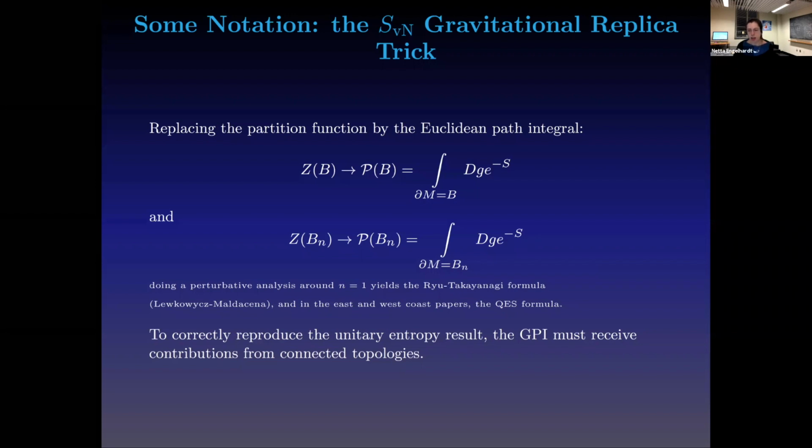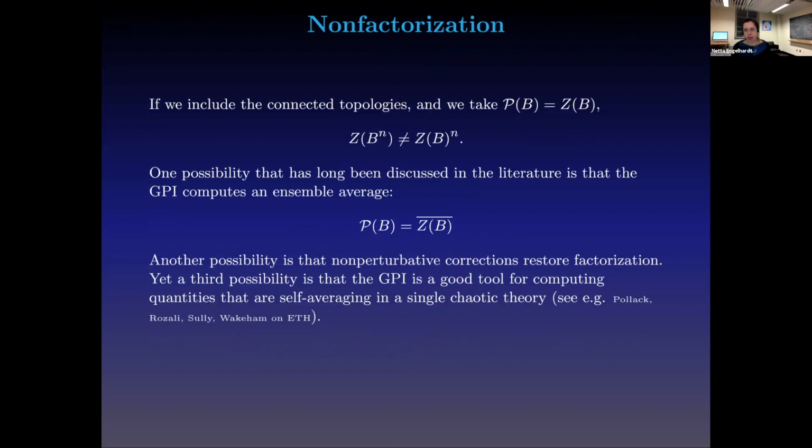Now, what we also all know is that in order to correctly reproduce the unitary entropy result in this way, the gravitational path integral receives contributions from connected topologies, the so-called replica wormholes. Now, this, of course, leads to something that has garnered a lot of discussion recently, which is the issue of non-factorization due to the inclusion of connected topologies.